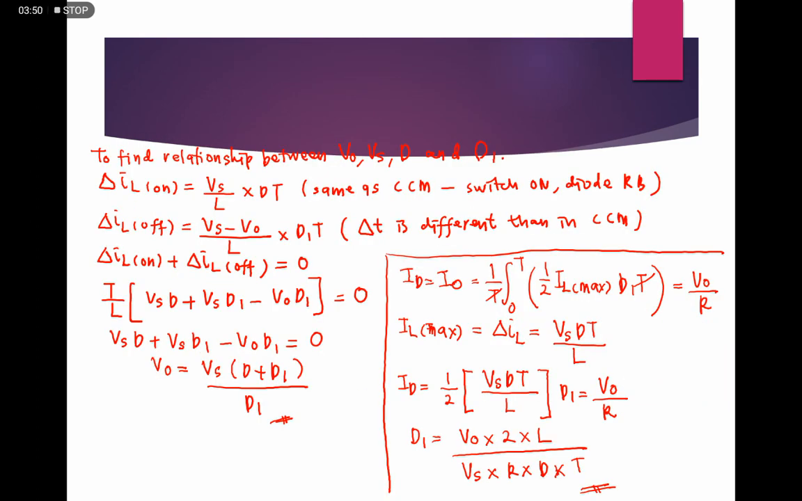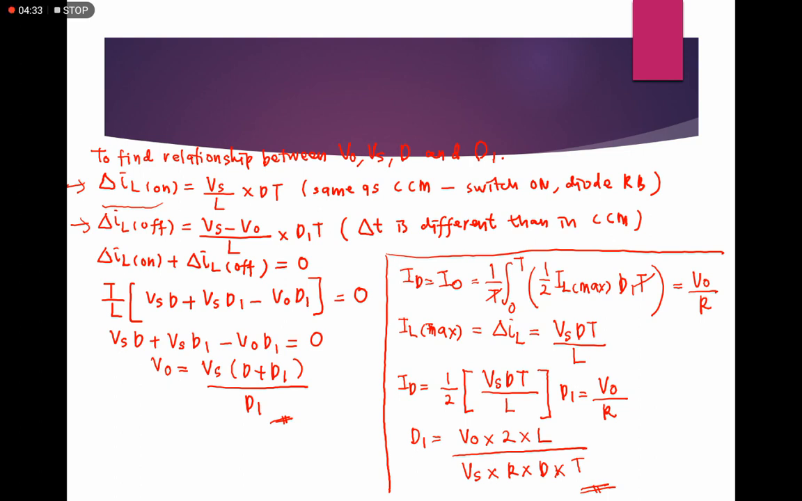So how do we find the relationship between input voltage Vs and output voltage V0? Bear in mind we have two duty cycles, D referring to the first operating mode, and D1 referring to the second operating mode. In order to find this relationship, we need to find delta IL when the switch is on and delta IL when the switch is off. For delta IL when the switch is on, the equation is similar to the one in CCM, which is Vs over L multiplied by dt.